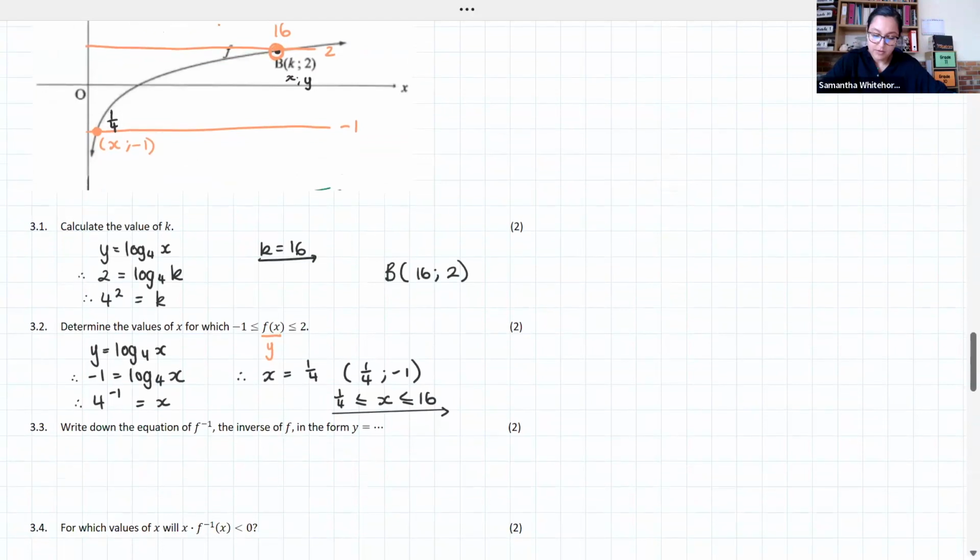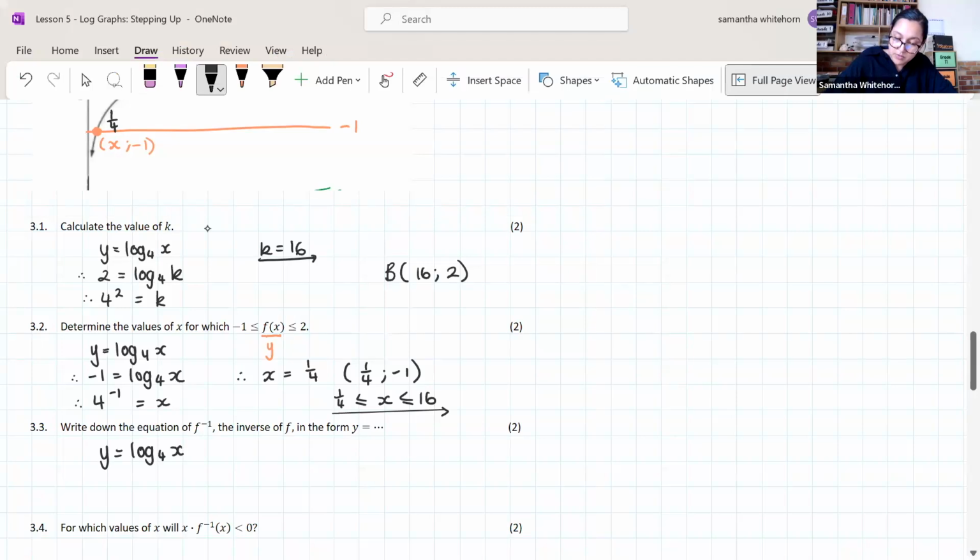Right, 3.3 says write down the equation of f to the -1, the inverse of f, in the form y equals. So we're just looking for an inverse equation. That's all we're looking for. We know that the original was y is equal to log base 4 of x. We now need to convert it to an exponential. Remember, of course, your exponential rule.